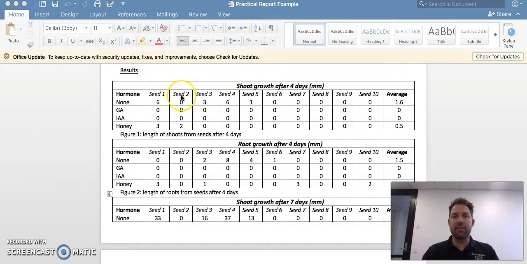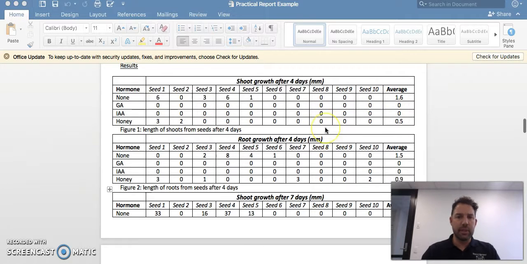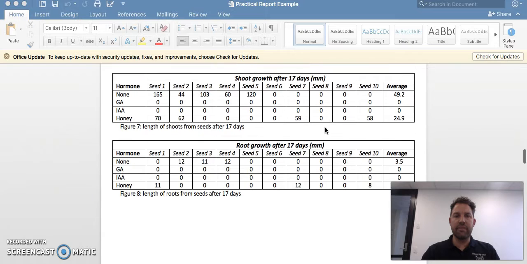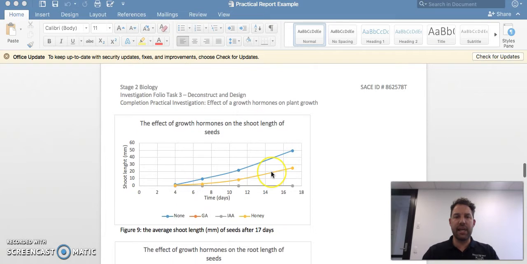So here's their results. I've presented them as tables with averages. They've then presented their results as graphs. You will probably only have one table and one graph. That is fine.